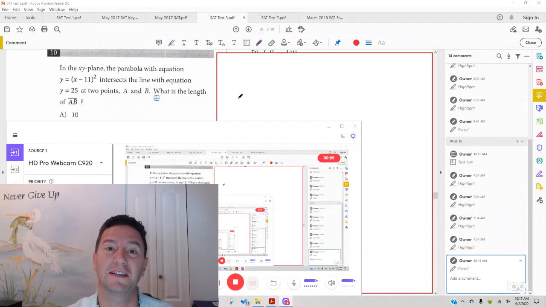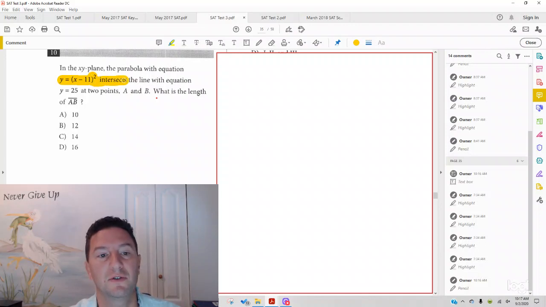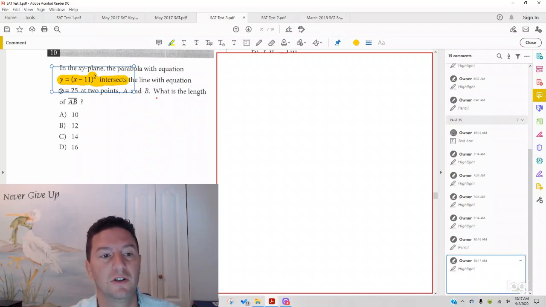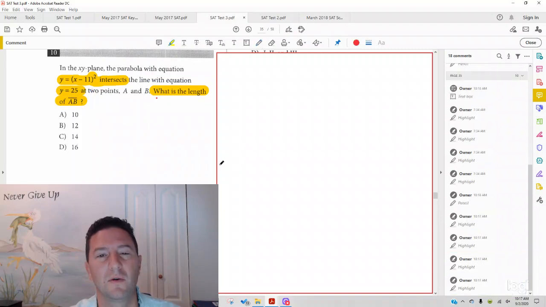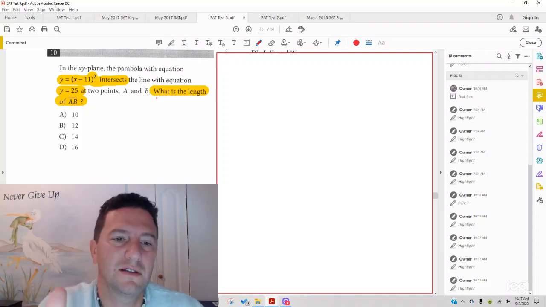And today we're going to look at Test 3, Section 3, Number 10, which reads: in the xy plane, the parabola with the equation y equals (x minus 11) squared intersects the line with equation y equals 25 at 2 points, A and B. What is the length of AB? We're going to see that there's kind of a final trick that College Board puts in this question. It has to do with the answer choices.